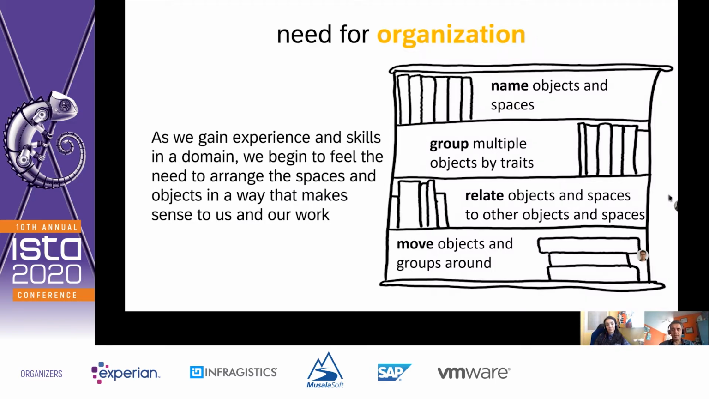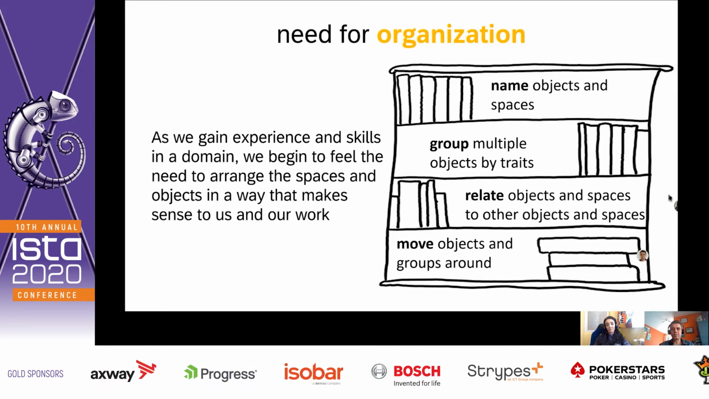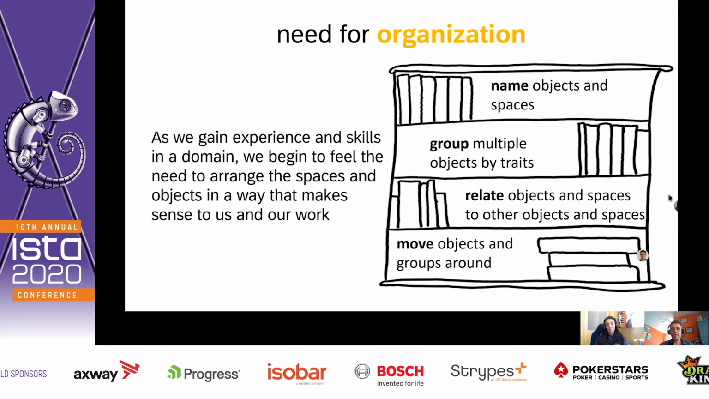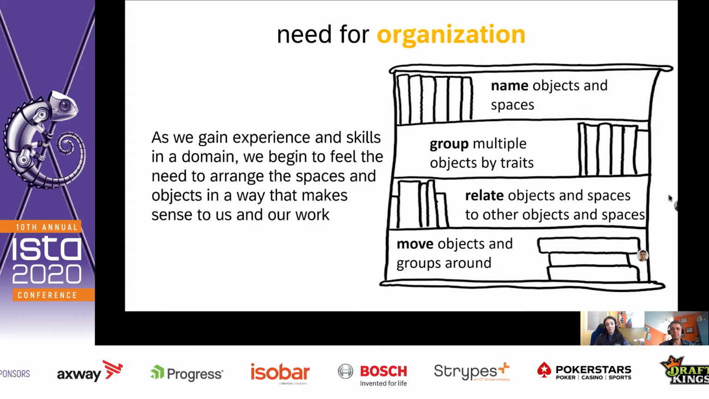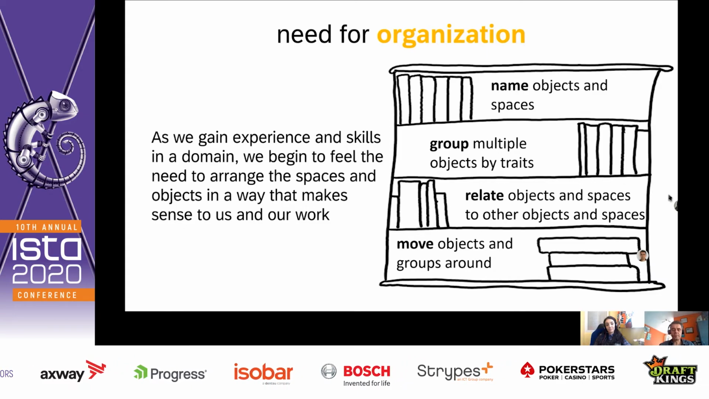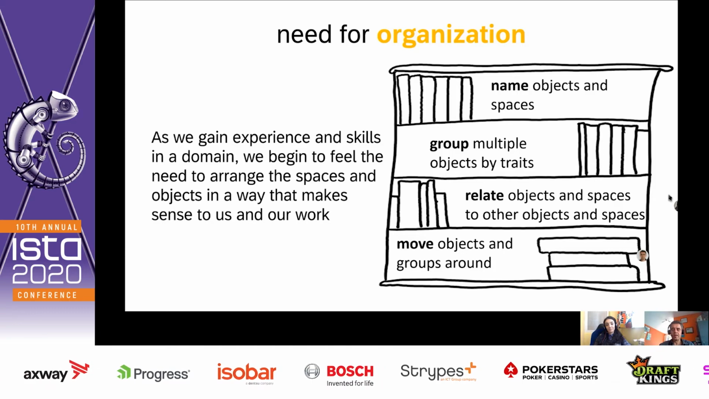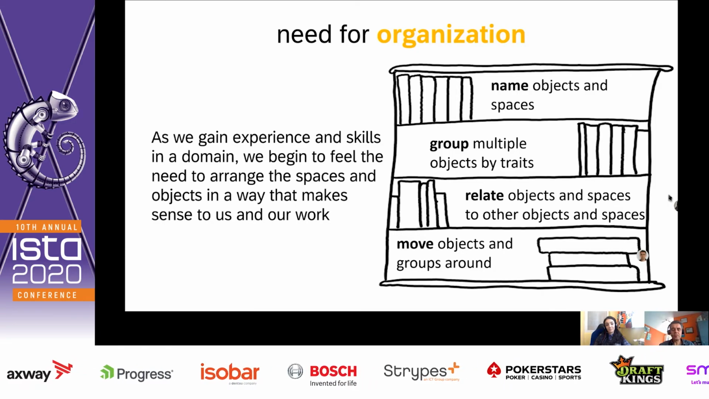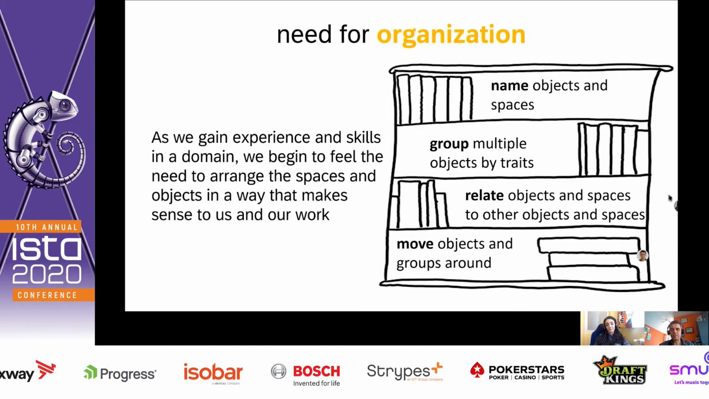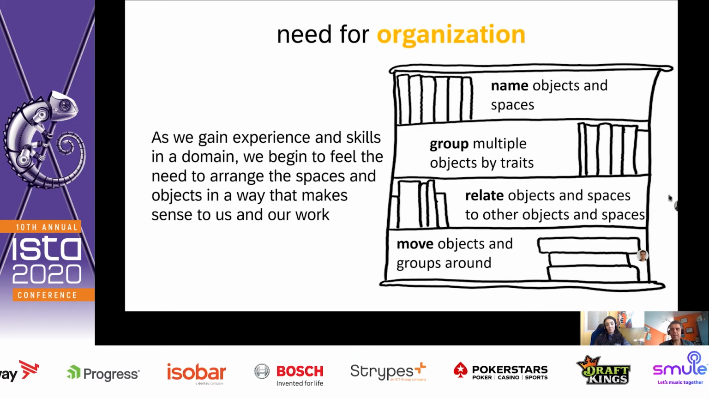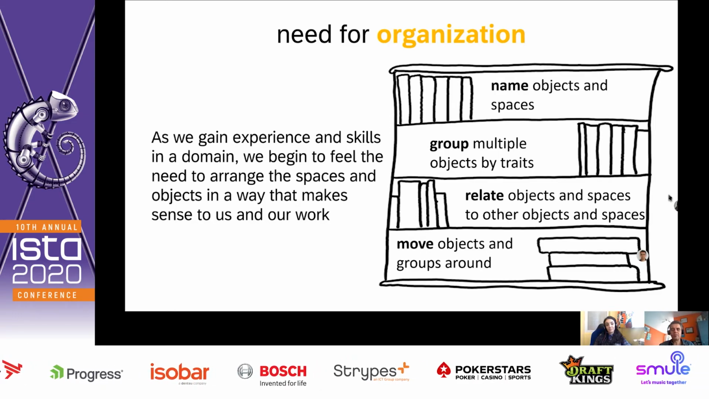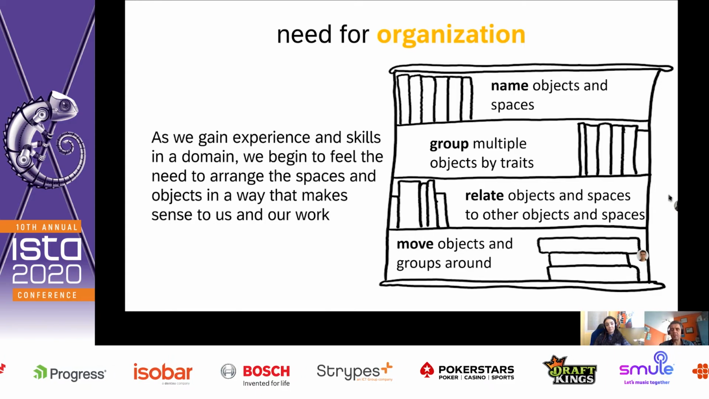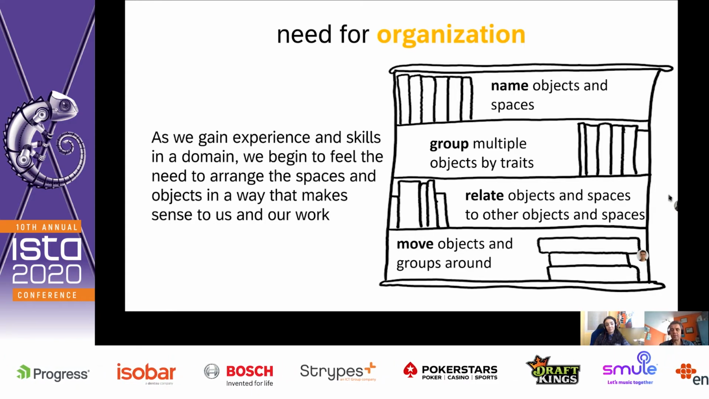Now, the third need that we have in any place is the need for organization. And these needs arise as we gain experience in the domain, not necessarily in the specific application that we are using. And this need says that we begin to feel the need to arrange the space in such a way that will make sense to us, that will make it easier for us to work. And here we have 4 categories.